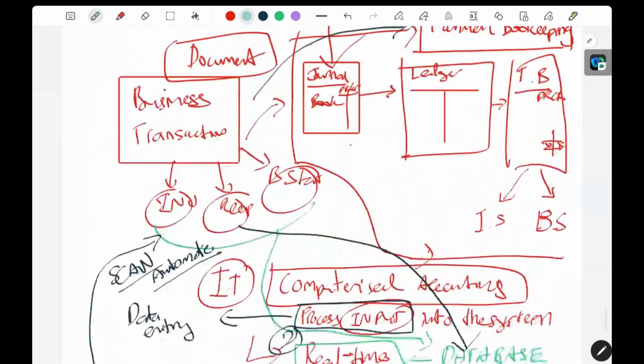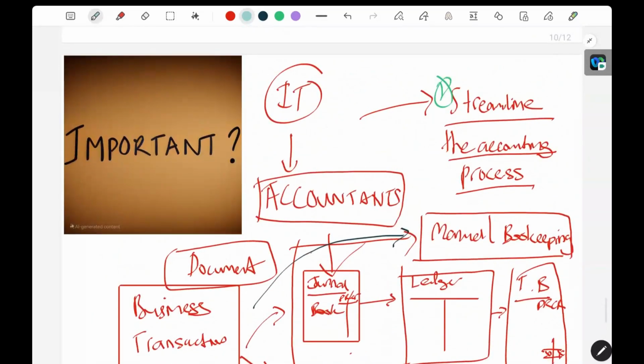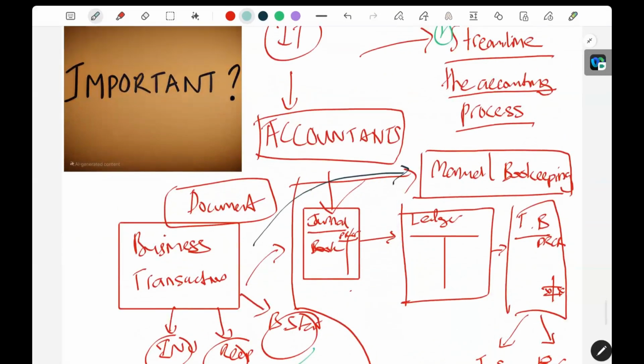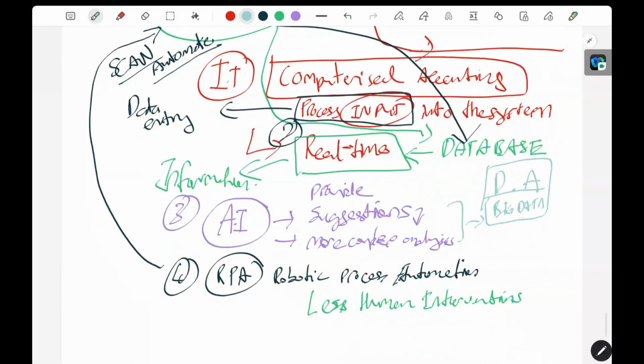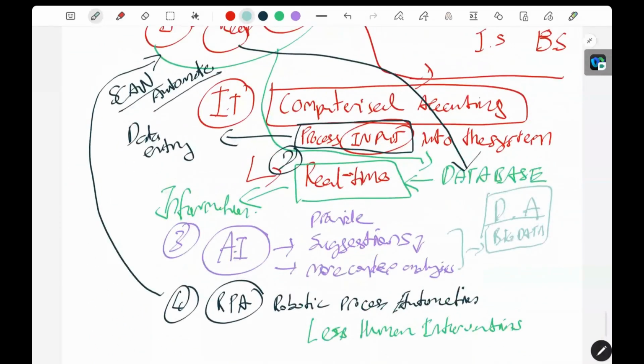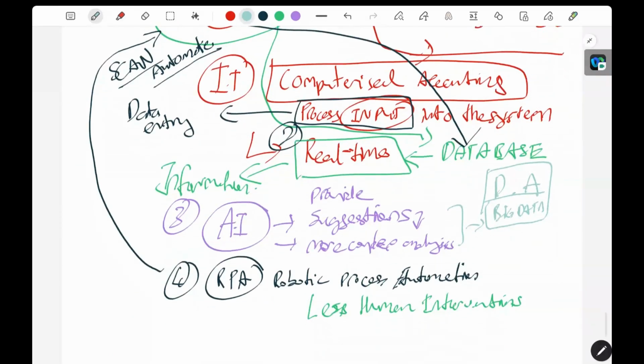So AI, the IT, is important to accountants. It streamlines the process. It ensures real-time information output. It ensures less human intervention to improve their process more effectively. Streamline everything. We also have the AI to provide suggestions and so on.